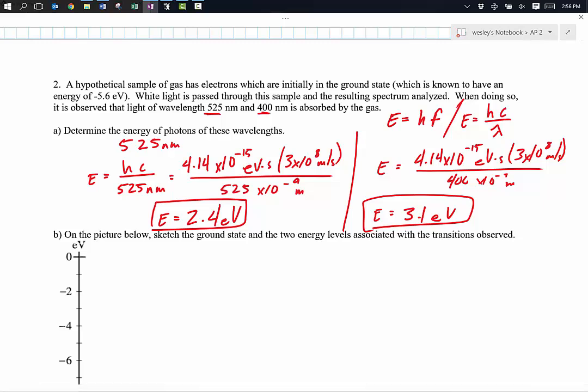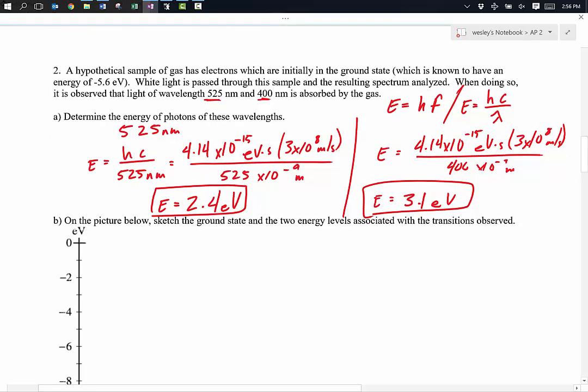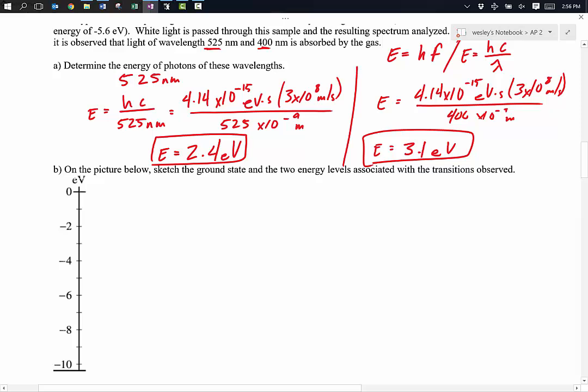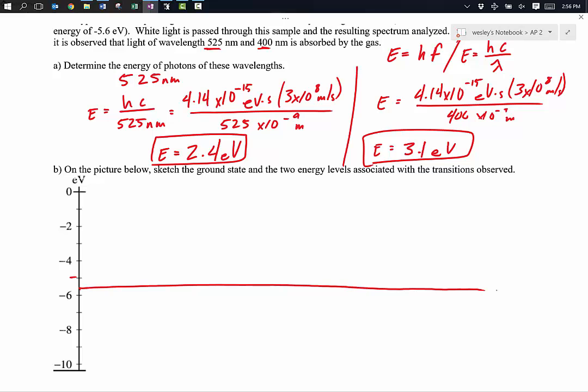So on the picture below, sketch the ground state and these two energy levels. So we're going to say these are both starting from the ground state. So the ground state is negative 5.6. Here's negative 5. Here's negative 5.5. So negative 5.6 somewhere along this line. So make sure that's just a line. Okay, so here's my ground state. Then we're going to add to that 2.4 electron volts. So 2.4 electron volts gives me the next one.